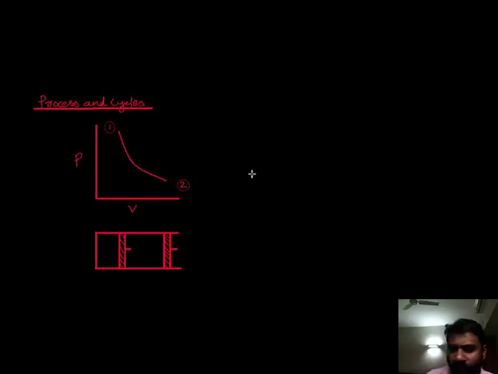Let us see what is a process and what is a cycle. Now this is a PV graph. You know that using two independent intensive properties we can set the state, we can say the state of a system. So this is state 1. For example, this is a system.